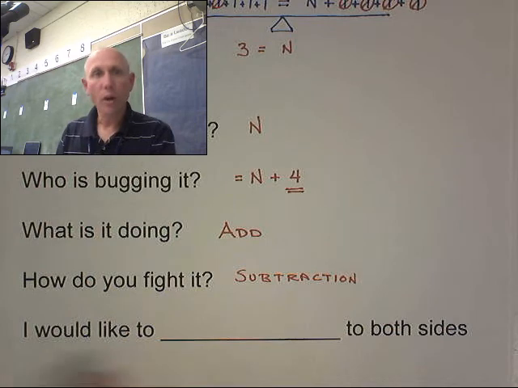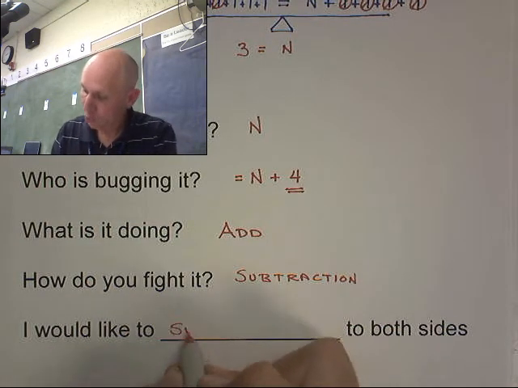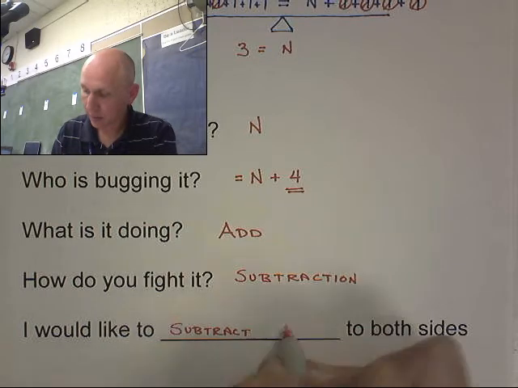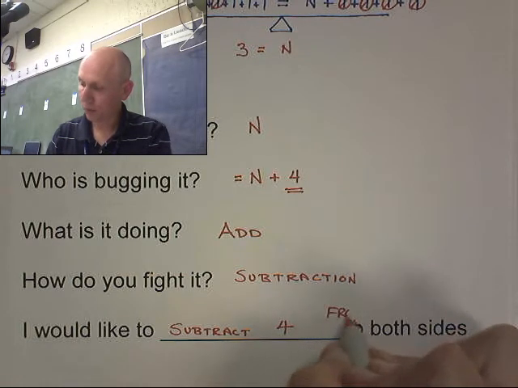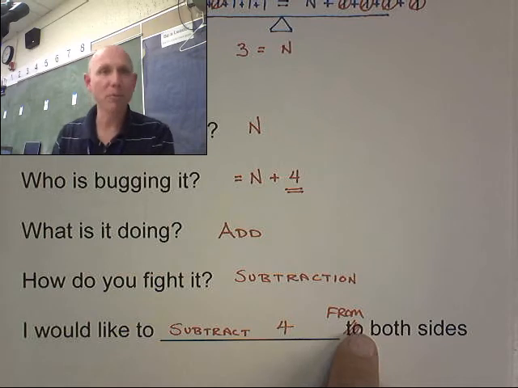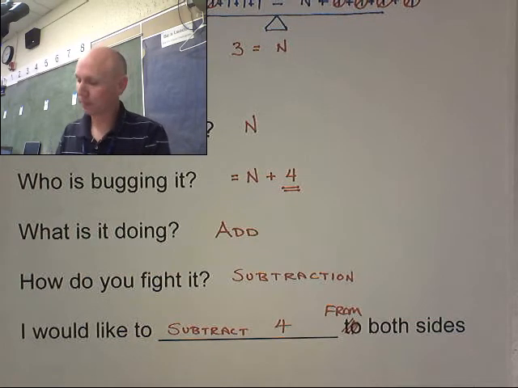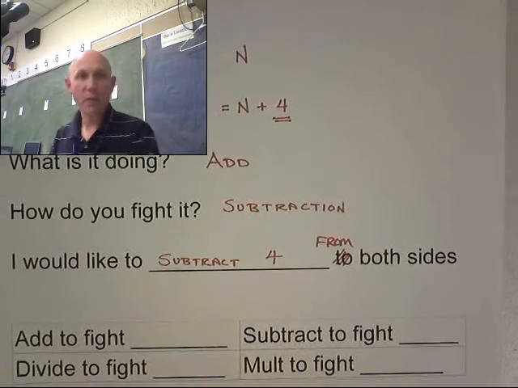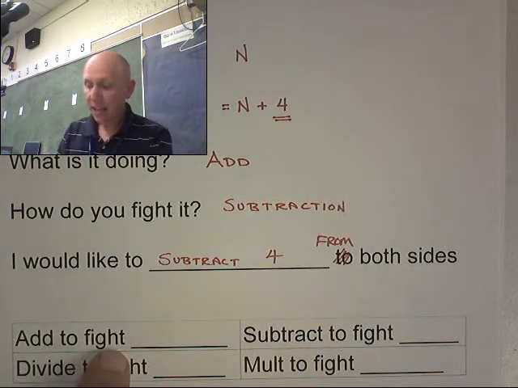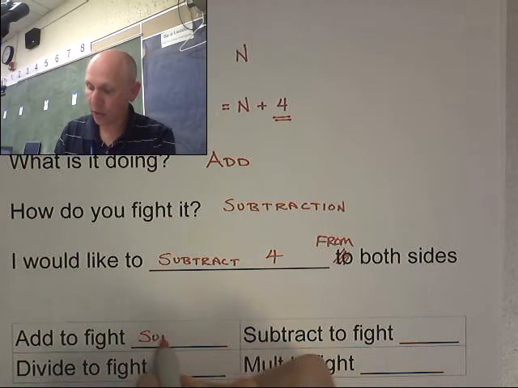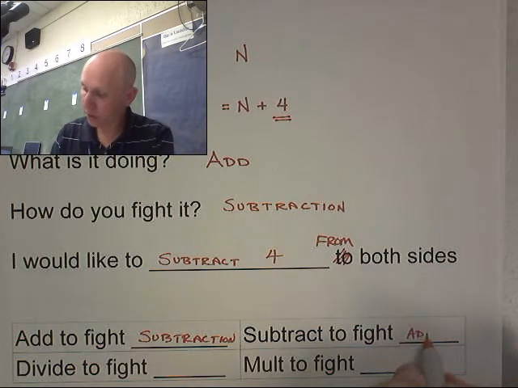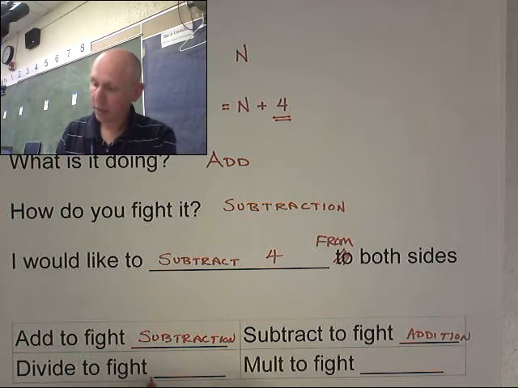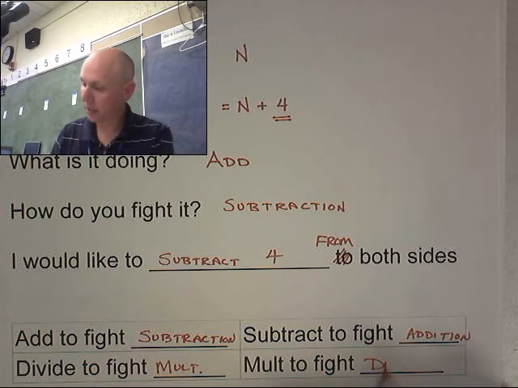And my final thing, what do I want to do? I would like to subtract the number 4 from both sides. Remember, I make mistakes. One and done. I'm not going to redo this video. So let's think about the fights. How do I fight things? Adding fights subtraction. Subtract to fight addition. Divide to fight multiplication, and multiply to fight division.